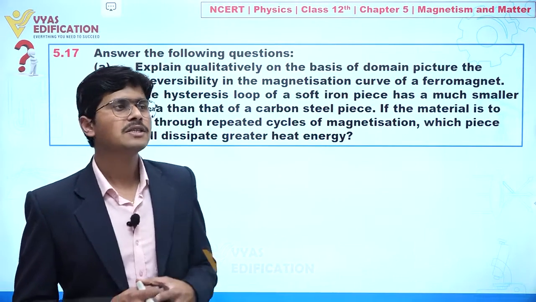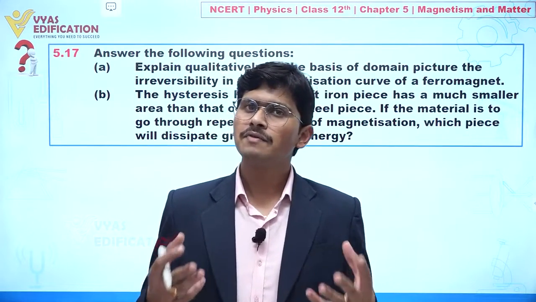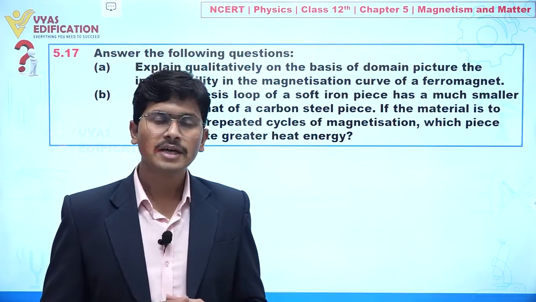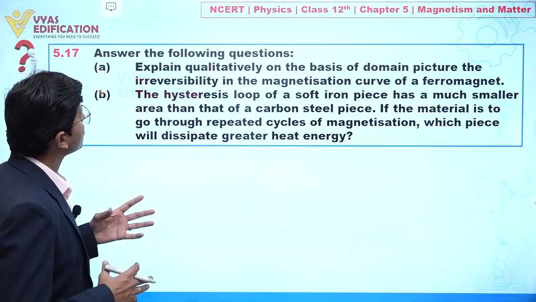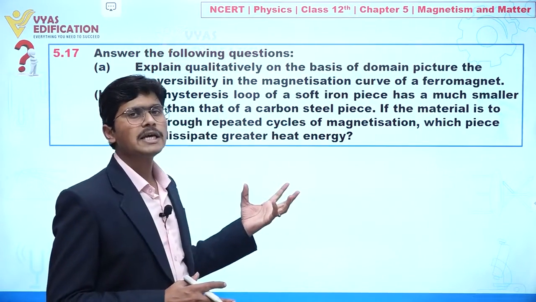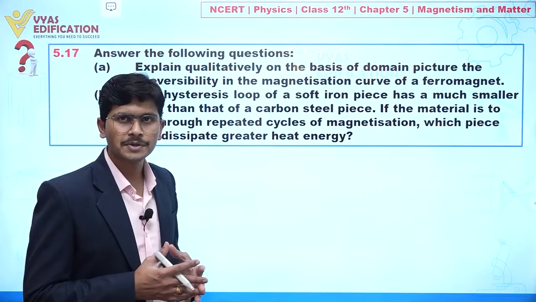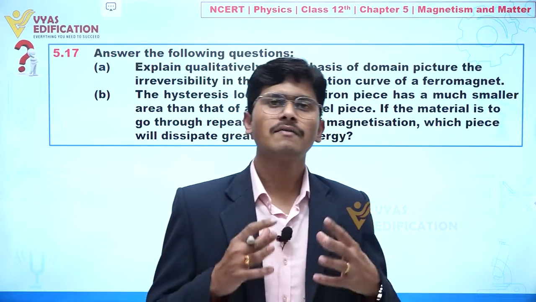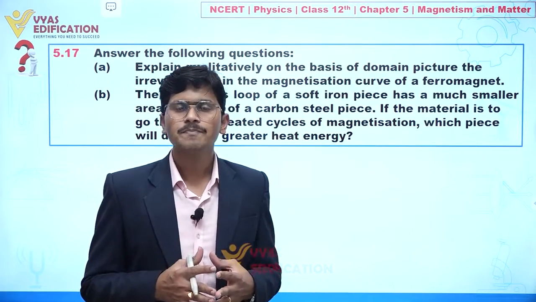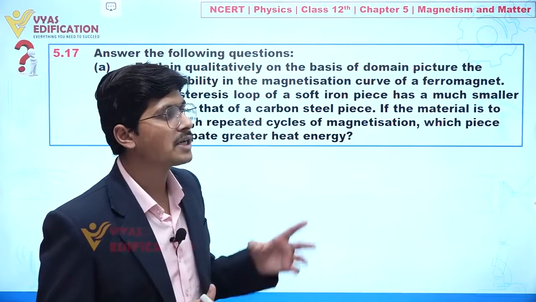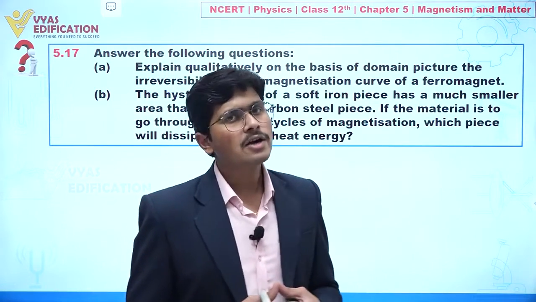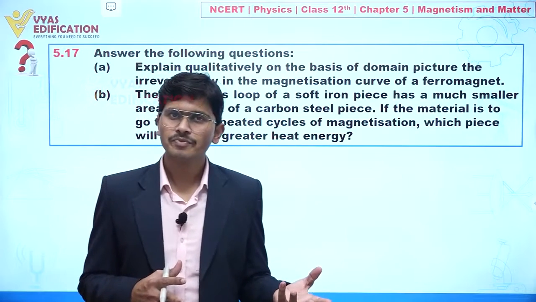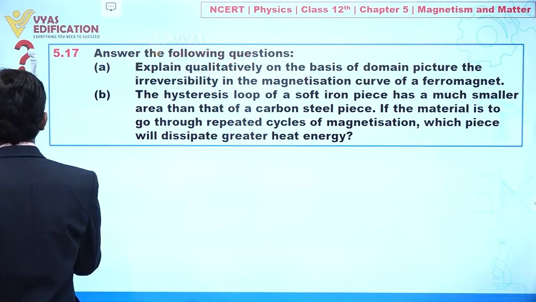Irreversibility means that whatever energy we are supplying, we are not recovering that much amount of energy back. That is known as irreversibility. Clear? But how can we explain the concept of irreversibility in a ferromagnet with the help of a domain picture? Concentrate here. First of all, in a ferromagnet there are atomic dipoles, and they are arranged in a particular direction in a particular domain. Clear? If we are not applying any magnetizing field, the net magnetic dipole moment always remains zero. We can also understand it with the help of this diagram.